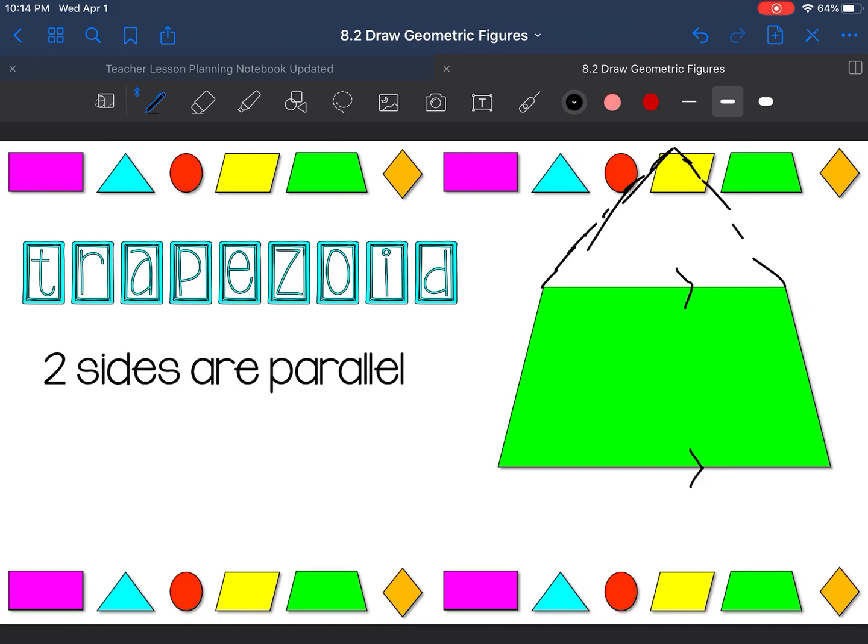Our top and our bottom. So our top and our bottom are our two parallels.